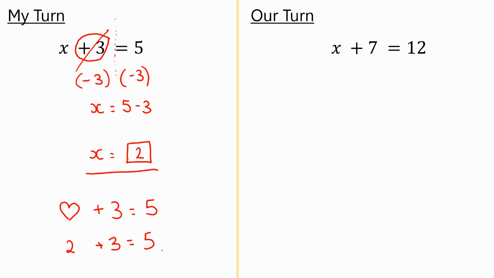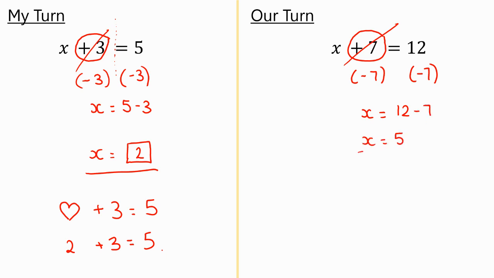Again, what am I going to circle that's on the same side as my x but isn't the x? That's my plus 7. To get rid of a plus 7, we do the opposite of adding 7. And that's taking away 7. And we are going to do that to both sides. When I do that to the left-hand side, I can cross off this now because that's gone. And on the right-hand side of the equal sign, I've got 12 take away 7. So x is 12 take away 7, which is 5.